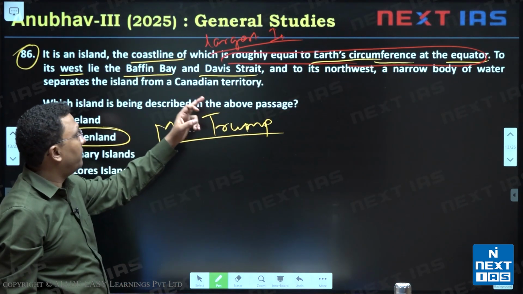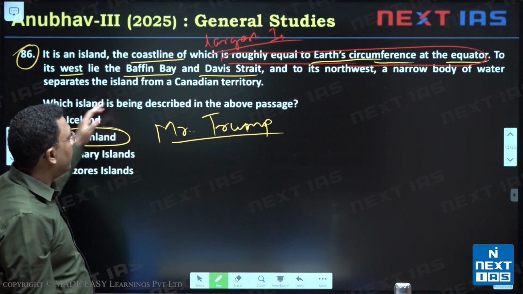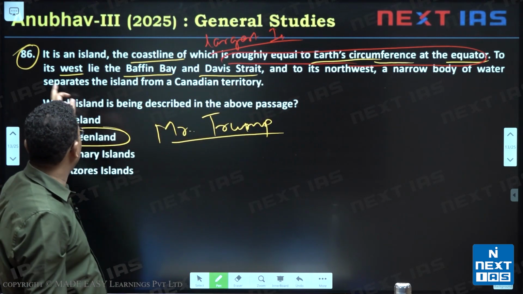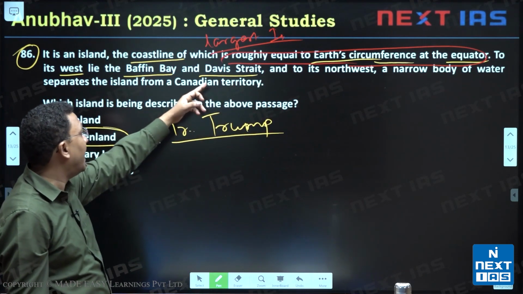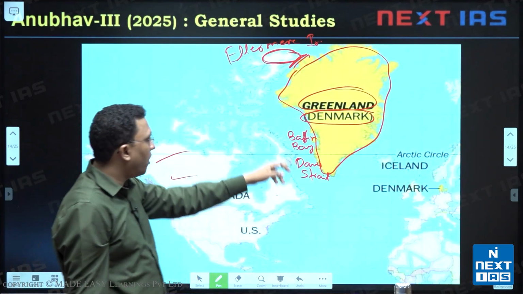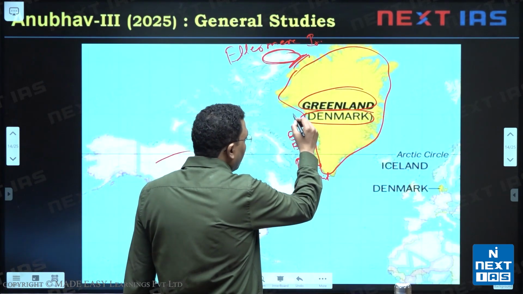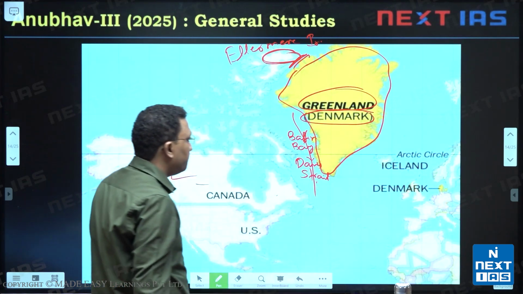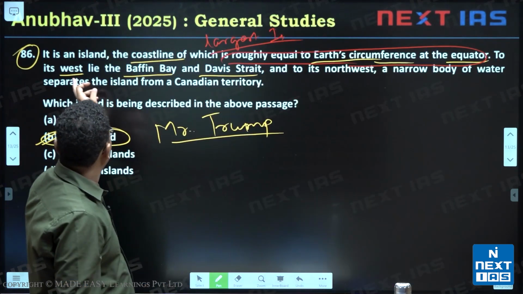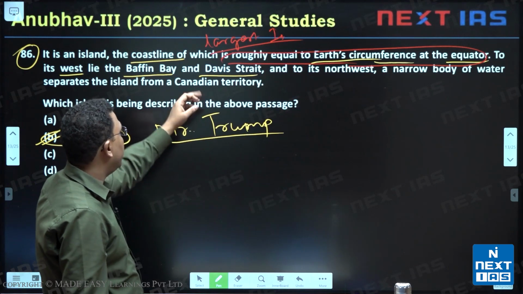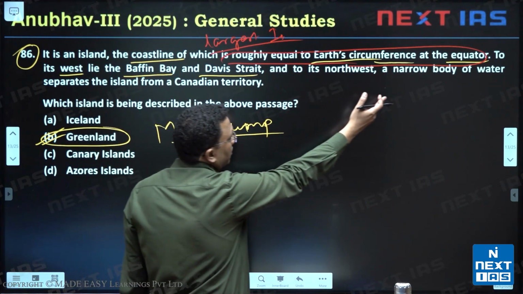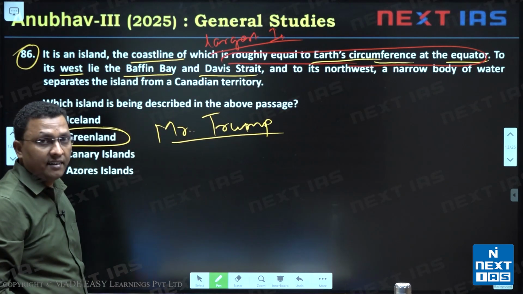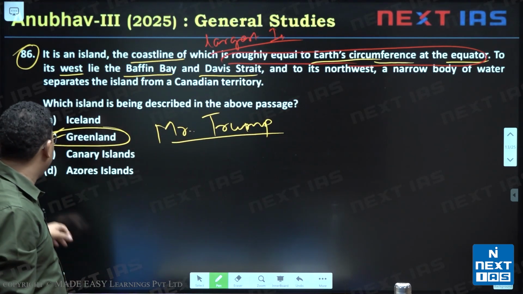So this particular fact has been used in the question, but even if you didn't know this fact, you could have used this knowledge. To its west lie Baffin Bay and Davis Strait. So these two water bodies are famous. Labrador Current passes through these two water bodies only, right? So to its west lie Baffin Bay and Davis Strait, and to its northwest a narrow body of water separates the island from a Canadian territory, right? So the correct answer here is Greenland.